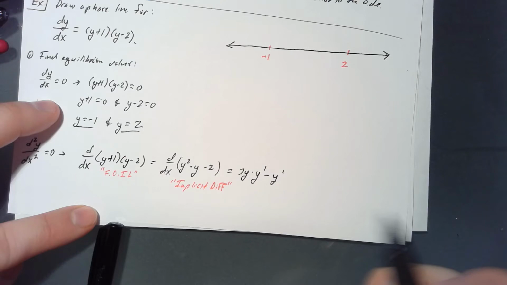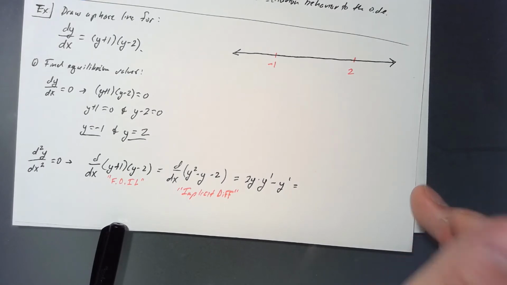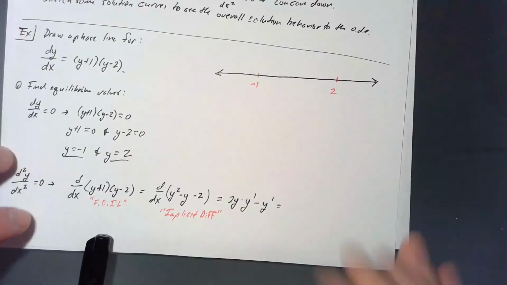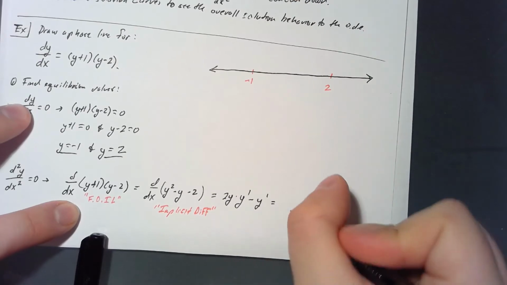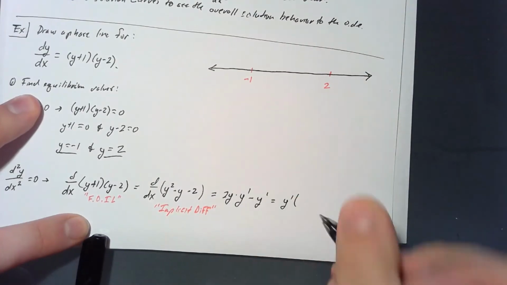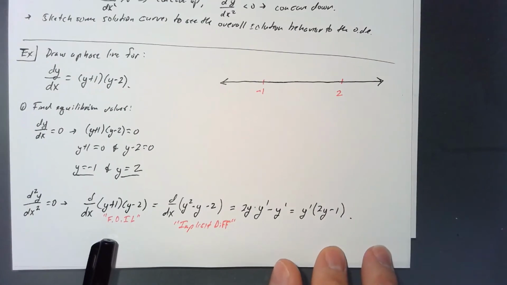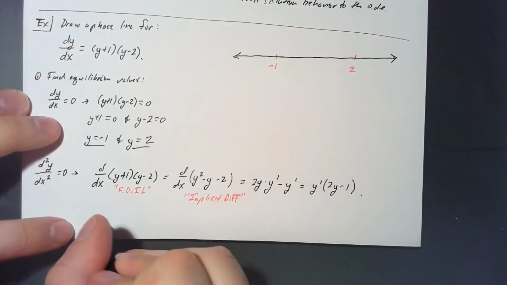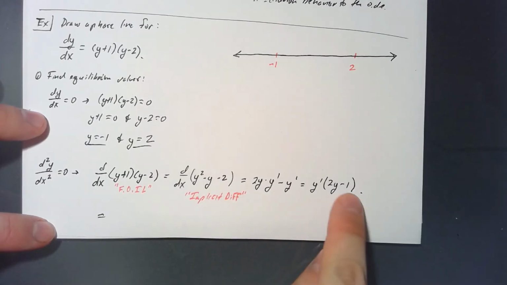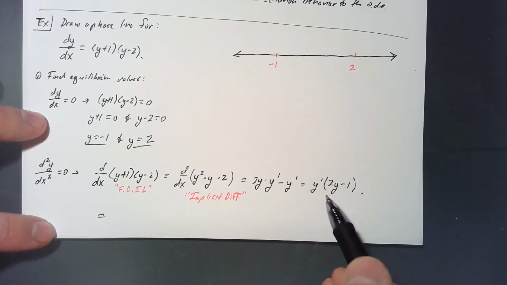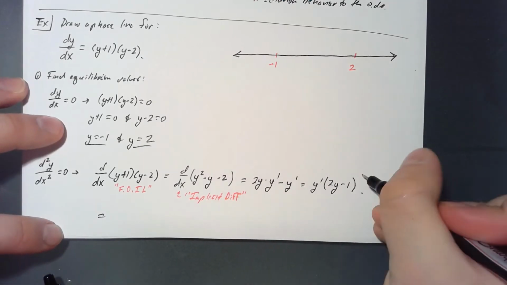But I'm not done yet. I want to get this in terms of just y, not y prime. So if I do a little algebra here, if I factor out a y prime, what do I get? I get y prime times 2y minus 1. So this is the derivative of the first derivative, the second derivative, but I want to get this just in terms of y. I did implicit differentiation here, and now I just want to get this in terms of y.